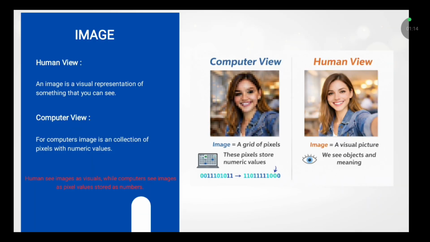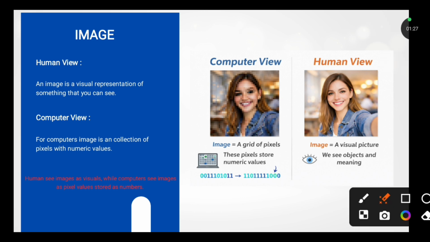In this video we are going to talk about image processing. So let's see first what an image is. For us humans, an image is a visual representation of something, right? For example, in this image, we all know that this image is of a girl, right?